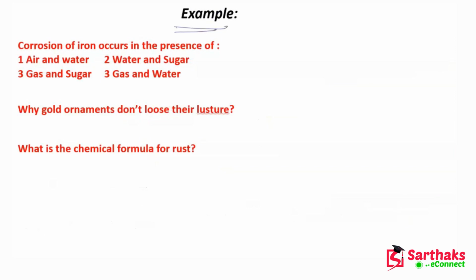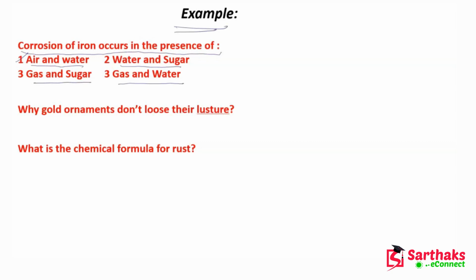Okay students, so here we are. Here we will talk about some examples. So this is the first question in front of you. Corrosion of iron occurs in the presence of. The first option is air and water. Second option is water and sugar, then gas and sugar, and gas and water.